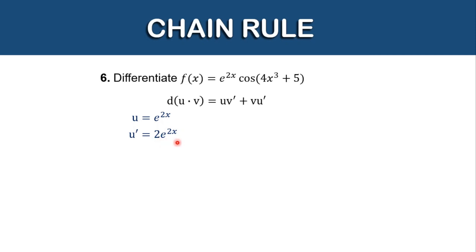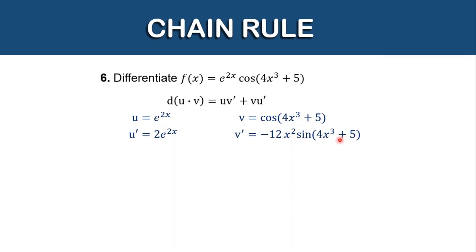The next one is v. Ang v natin is cosine of the quantity 4x cubed plus 5. Pag kinuha natin ang derivative nito, we're going to have negative 12x squared sine of the quantity 4x cubed plus 5. So, papaano natin nakuha itong v prime natin? So, ang derivative ng cosine is negative sine. That's why we have negative here. Then, retain natin yung inside function multiplied by the derivative of the inside function. Ang inside function natin ay 4x cubed plus 5.